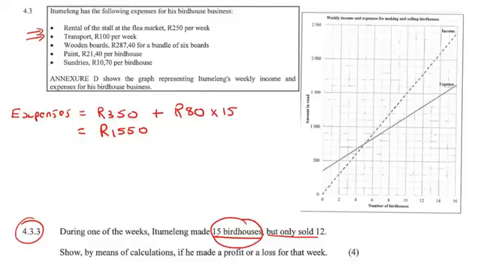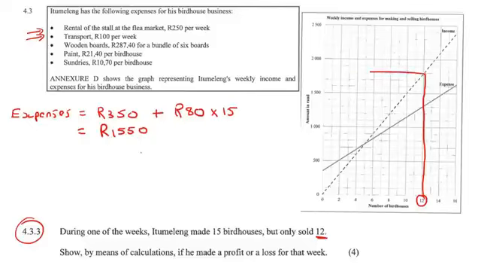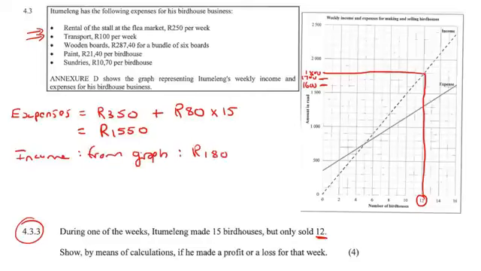Now we need to try to see what his income will be. So now we know that he sells 12 birdhouses. So we can go to 12 on this table, this annexure, and we can go up here to the income, and then we can go across. Now you can't really read it off, but this would be 1,600. This would be 1,700. Then this would be 1,800. So his income from the graph, we can say 1,800.